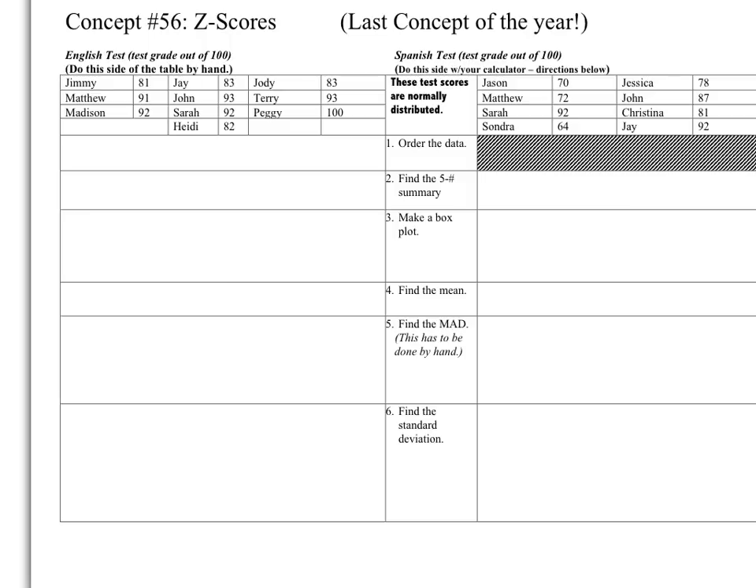The only thing that has to be done by hand is the MAD. Okay, and the box plot, of course, I'm expecting you to do the box plot by hand once you get the 5-number summary. But when you do this side, you're following the calculator instructions. This is blacked out because you don't have to order the data when you use your calculator.